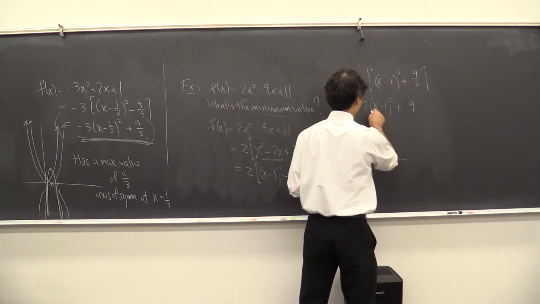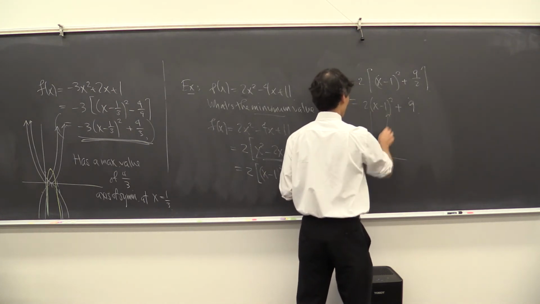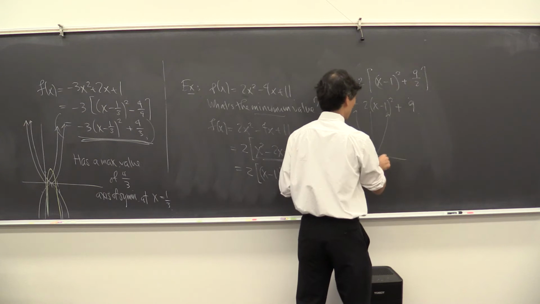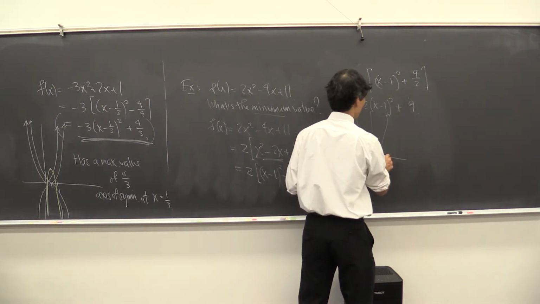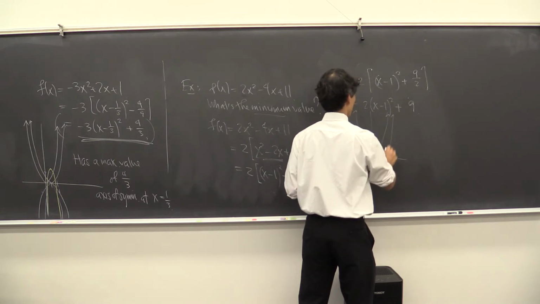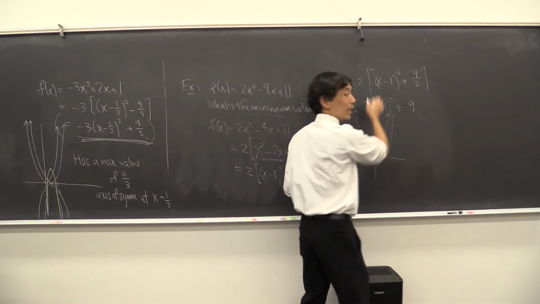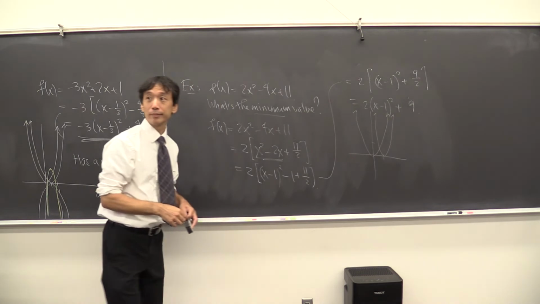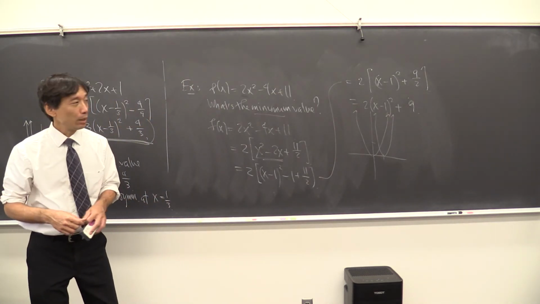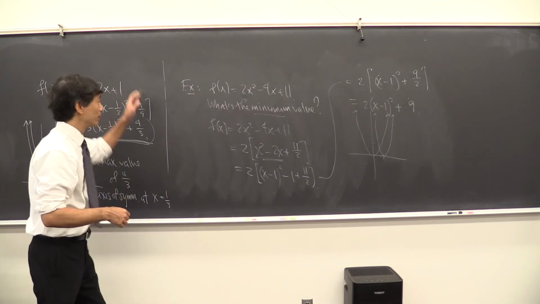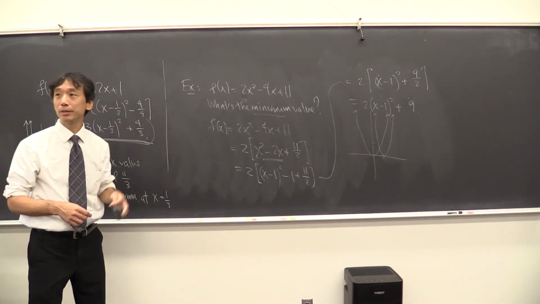So you can see that this is the unit parabola. If you wanted to graph it, it's shifted over by 1, it's multiplied by 2, so it becomes kind of skinnier, and then it's moved up by 9. Okay. Any questions about that?